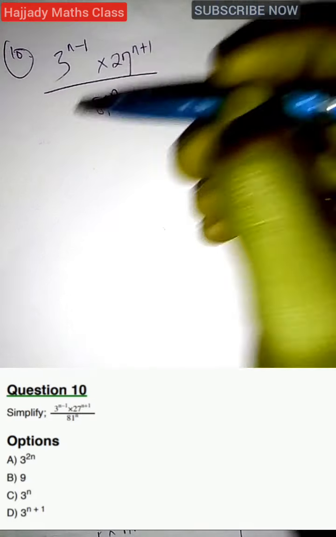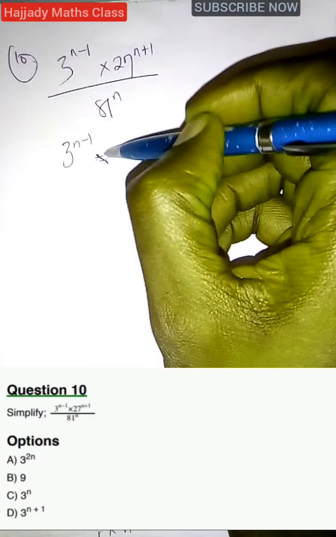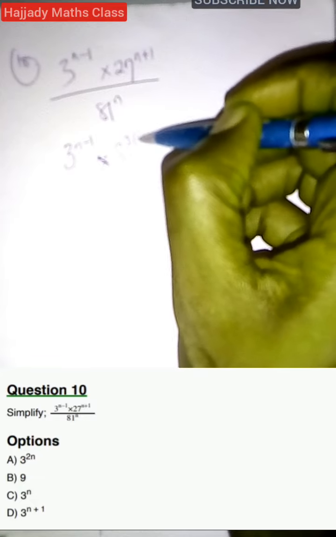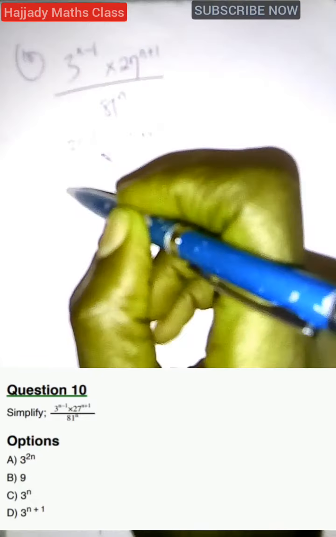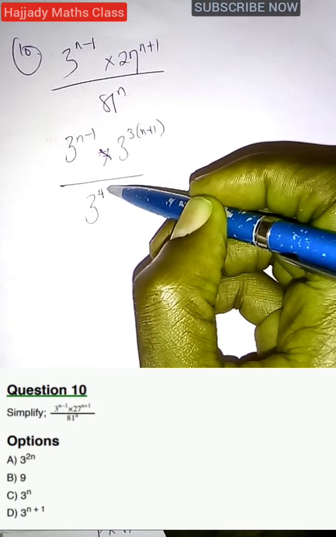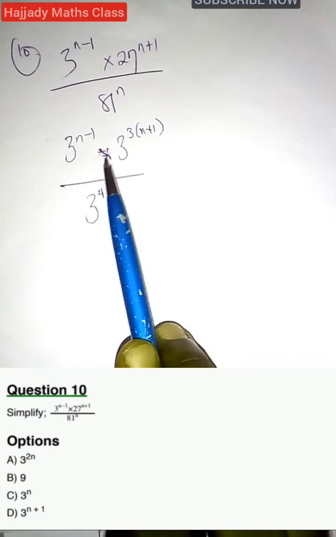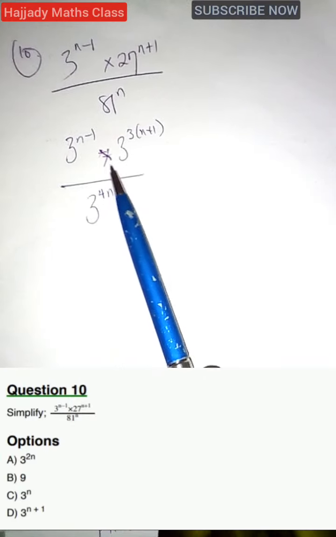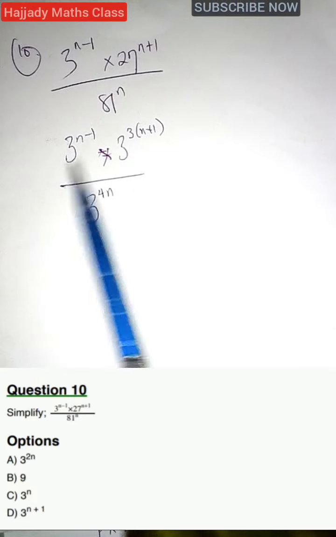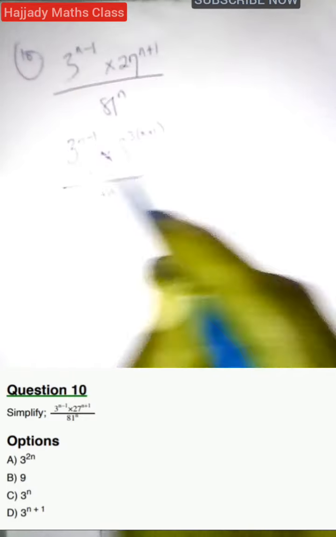So doing that, we have 3 raised to power n minus 1. You agree with me that 27 can be expressed as 3 raised to power 3, right? So n plus 1 in bracket. Don't forget, 81 is the same as 3 raised to power 4n. Now solving, don't forget the rule of indices. When you have them separated by times and they have the same base, you do what? You add the powers together. But if it is division, you do what? You subtract. So let's solve the numerator first.